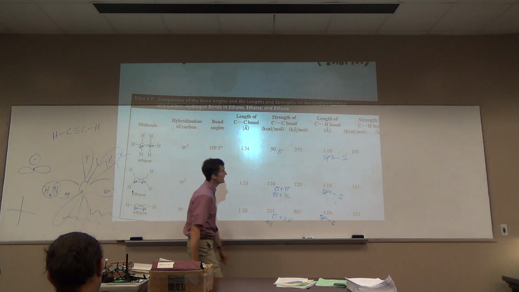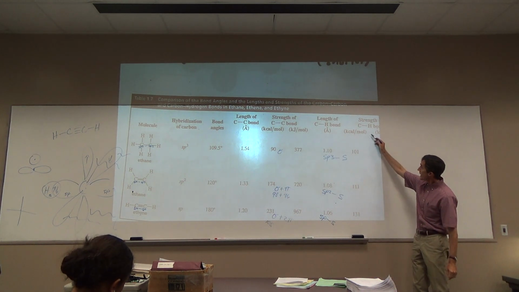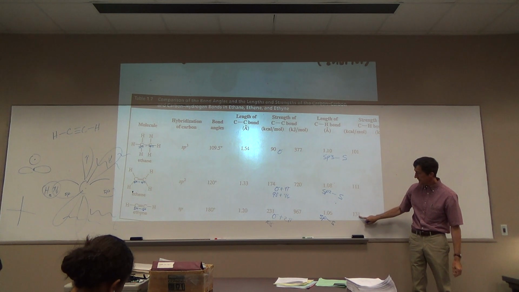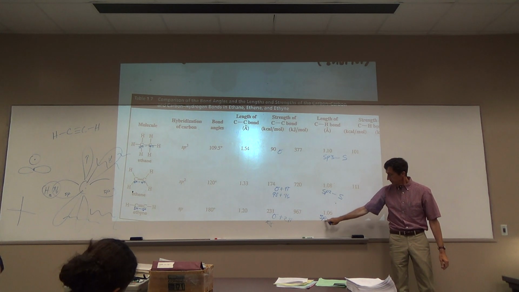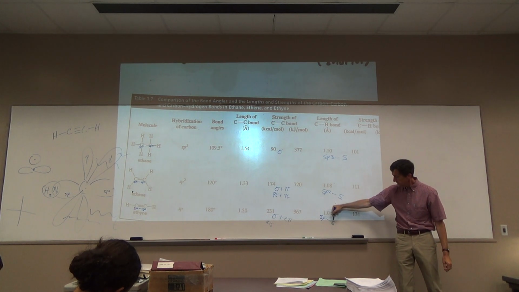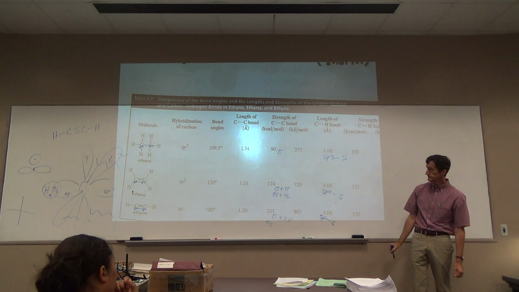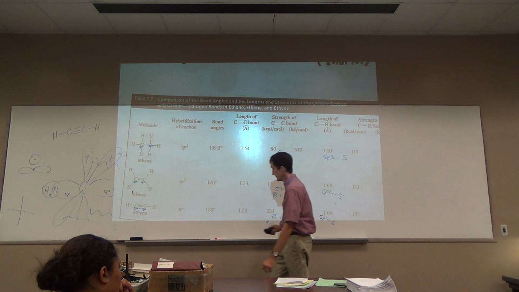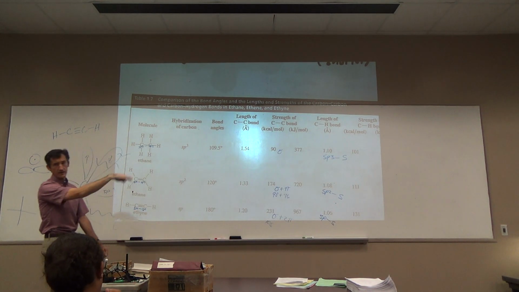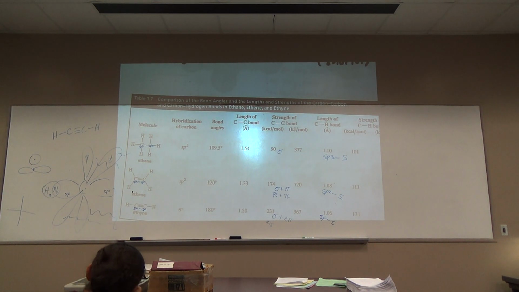Percent s character. Okay. Bond strength. Why is this bond stronger down here? Because the carbon is used in an sp hybrid. That bond is going to be stronger than this bond. Hopefully all that up there can be understood by percent s character, yeah? It can be. Make sure you understand it.